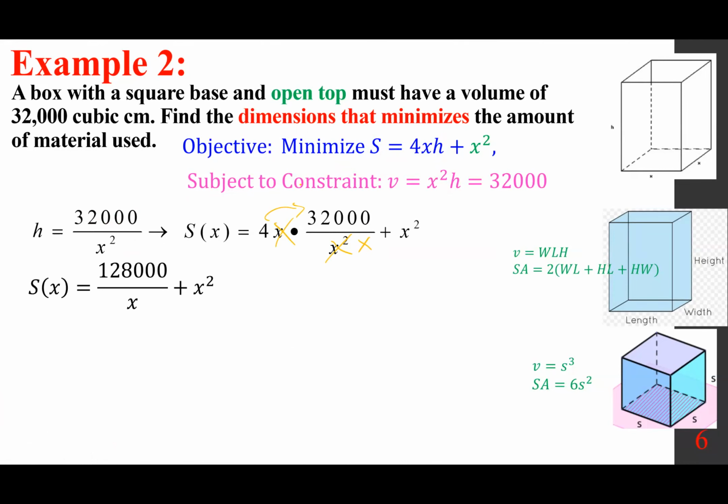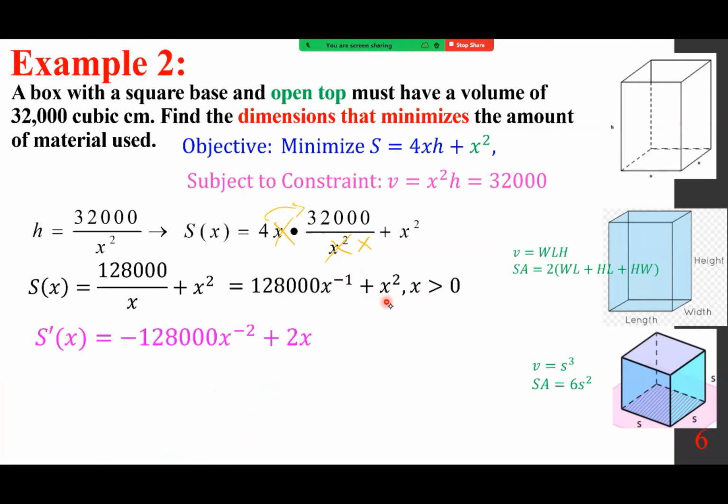Now, for the sake of differentiation, we're going to write the first one as 128,000 x to the power of minus 1. And x is positive because x represents dimensions. There's nothing else there, so it's just positive. We don't have any other restrictions. Now, to differentiate this, 128,000 times negative 1 makes it negative 128,000 x to the power of minus 2 plus 2x. Remember, we are looking for critical points, which means we are going to look at where f prime, in this case s prime, is 0 and where it doesn't exist.